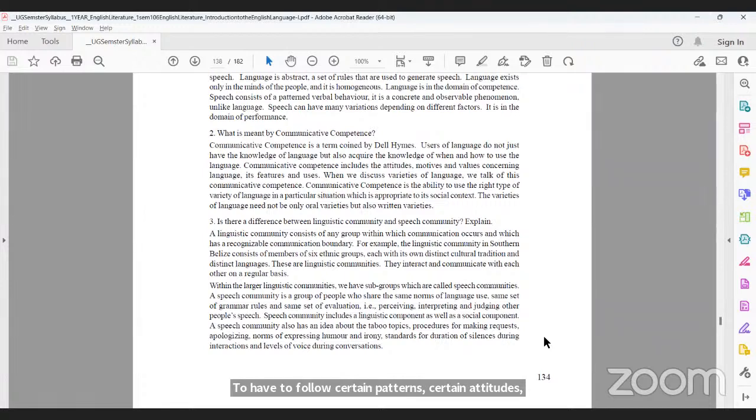If you have language, you can speak. That doesn't mean that you will speak whatever you want in any kind of situation, any kind of place. So communicative competence is the ability to use the right type of variety of language in a particular situation which is appropriate to its social context.